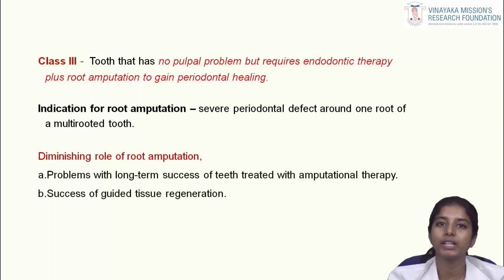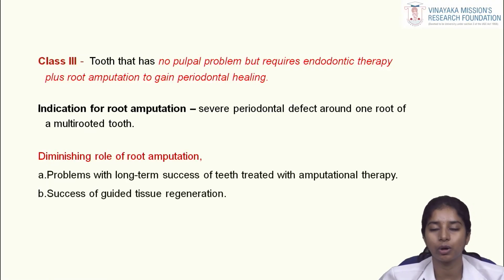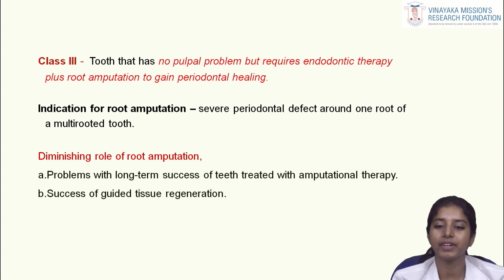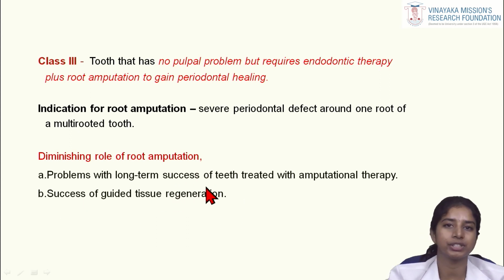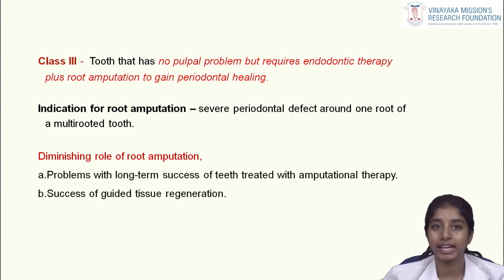In class 3, the tooth has no pulpal problems but it requires endodontic therapy along with root amputation to gain periodontal healing. The indication for root amputation is when there is a severe periodontal defect around only one root of a multi-rooted tooth. And we have some diminishing rules for this root amputation, which are problems with long-term success of a tooth that is treated with amputation therapy, and we can gain success in guided tissue regeneration itself.